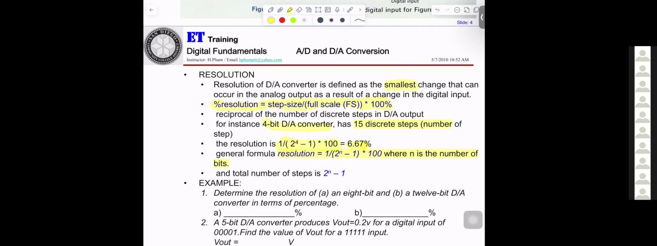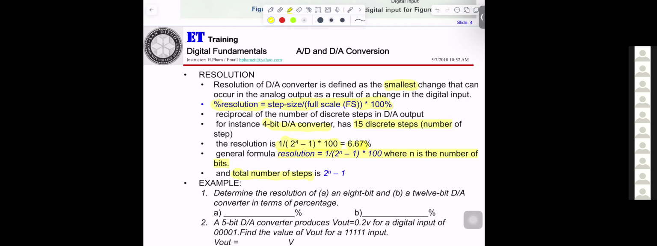And the total number of steps is 2 to the power of n. I gave you an example. You get only 4 bits, so basically they get 16 steps. The total number of steps is calculated by 2 to the power of n. That means 2 to the power of 4, 16, minus 1, 15. That means you can go from 0 to 15.